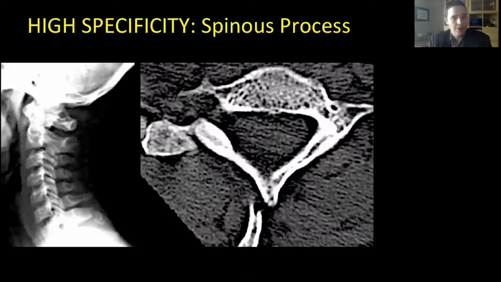Our next high specificity fracture, starting with our S fractures, the spinous process fracture, presumably due to a direct blow to the back of the victim. Spinous process fracture is really something that should never happen by accident.